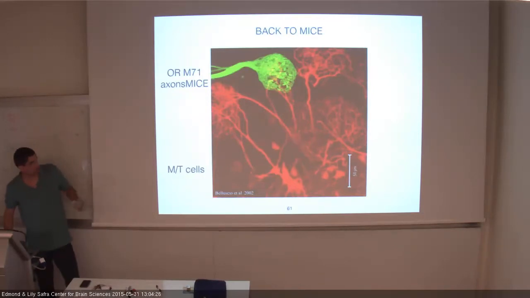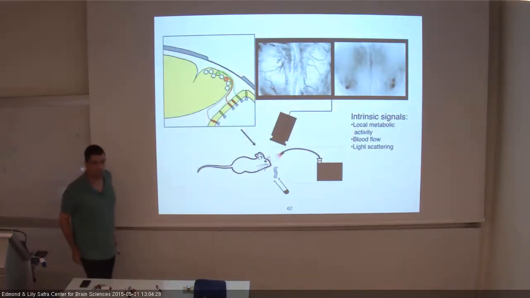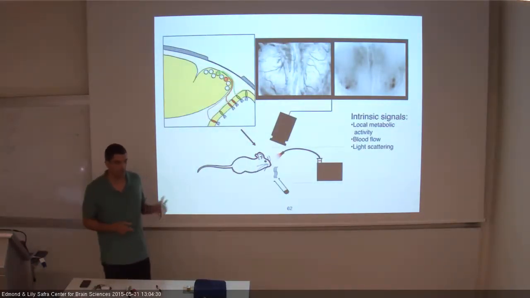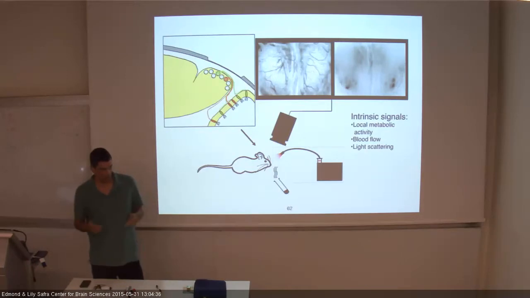Okay, so let's step back and see what we know from mice. The first method that taught us something about olfactory sensory neuronal representation is a method called intrinsic signal imaging. Did you talk about this in the methods course at all? No? Okay.